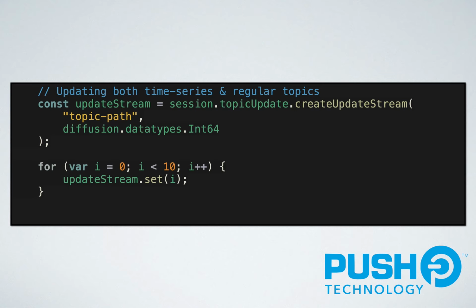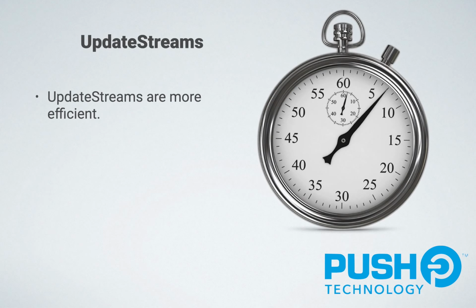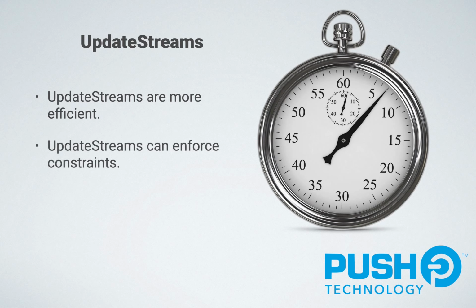This means that upgrading to time series topics does not mean changing your code. However, there are further functional and performance improvements too. Update streams calculate topic value changes in the client, making less work for the server and making the update transmission more efficient. Update streams can enforce constraints when updating or creating the topic.